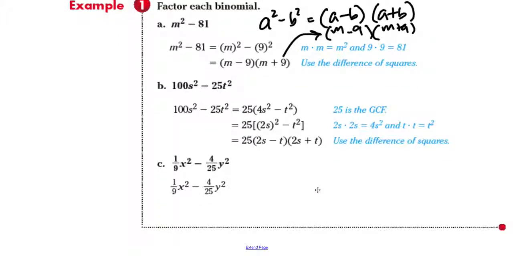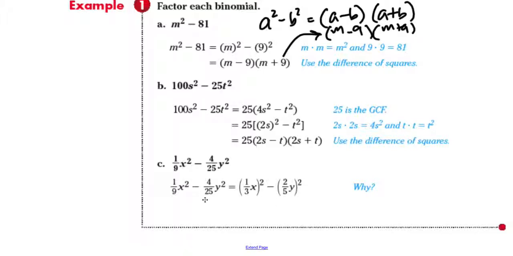Let's take a look at example C. 1/9 x squared minus 4 over 25 y squared. Now this is the same as 1/3 x squared minus 2/5 y squared.